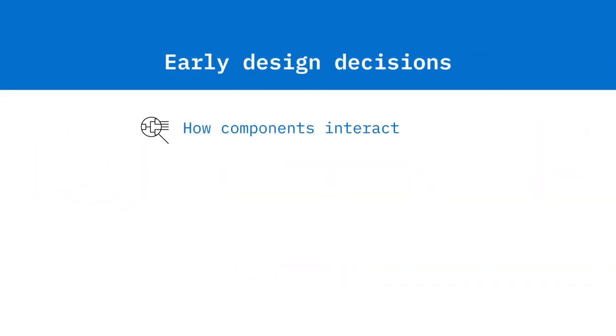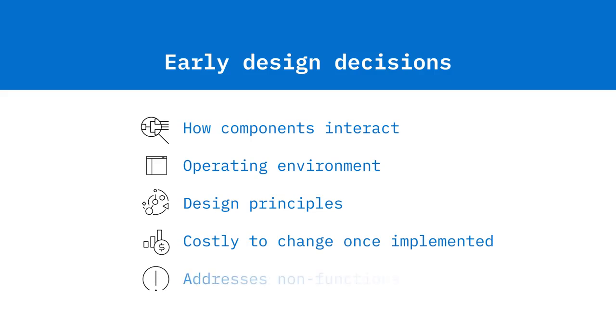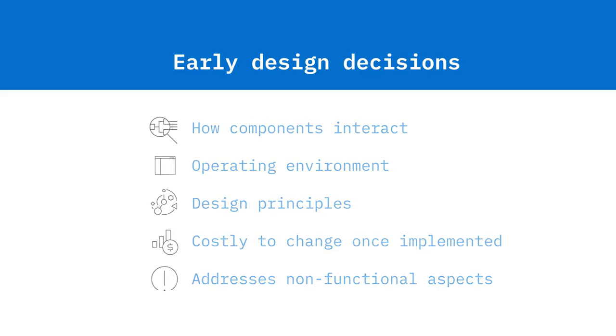The architecture defines how components should interact with each other, the operating environment, and the principles used to design the software. The software architecture captures early design decisions that are often costly to change once implemented, and a software's architecture addresses non-functional aspects of the application, such as performance, scalability, maintainability, interoperability, security, and manageability.